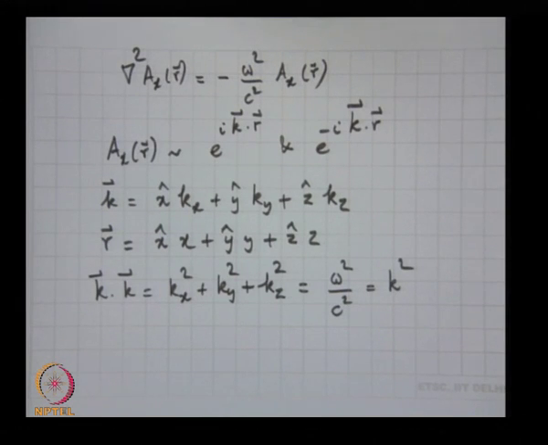Now, I need to consider an infinite space. The problem in infinite space is all omegas are allowed.